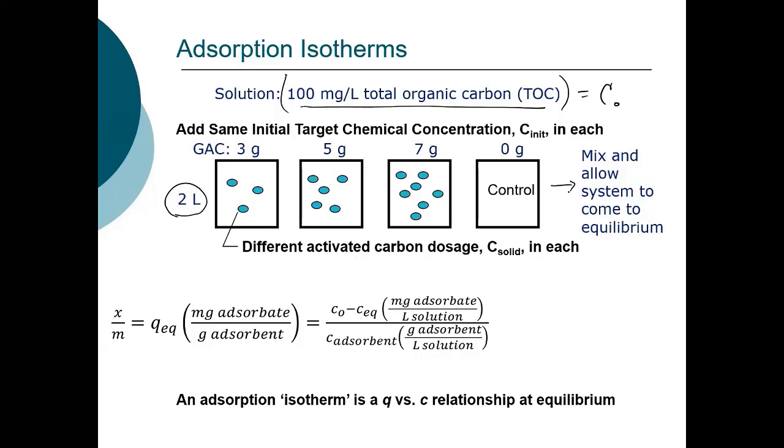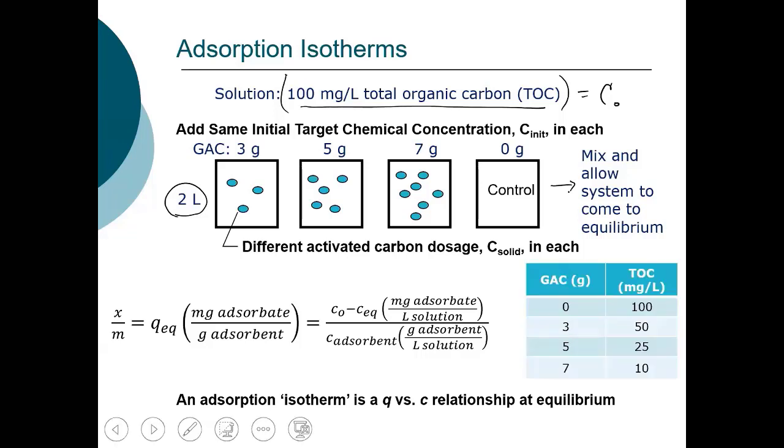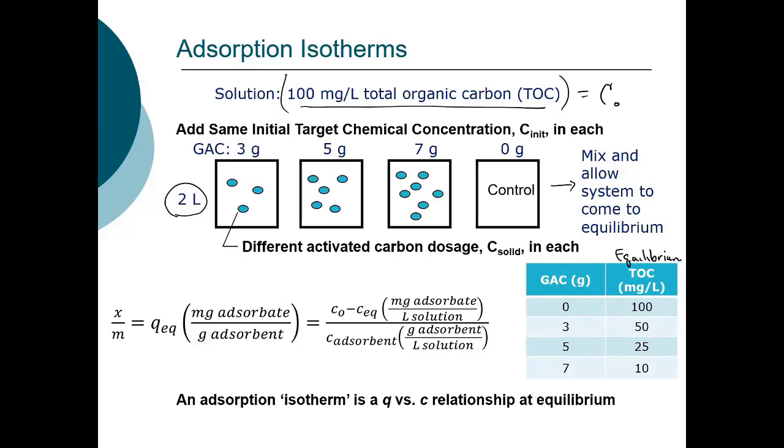When it's come to equilibrium, and typically what we do is a kinetic experiment first to determine how long it takes to reach equilibrium, we then determine the concentration at equilibrium. So these are the equilibrium concentrations. And we can then determine the mass of TOC that is adsorbed per mass of carbon.